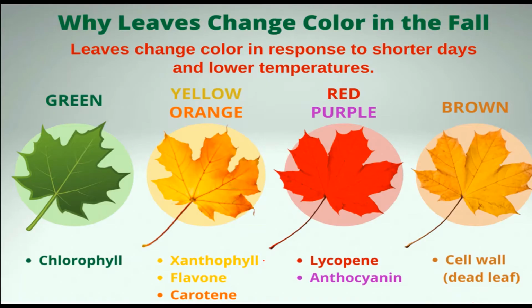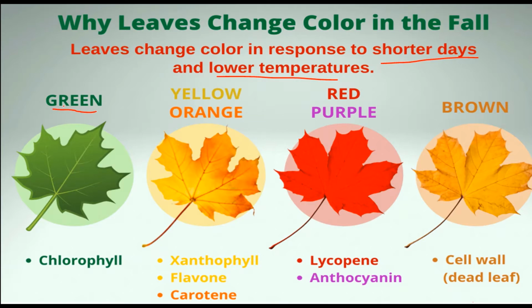For example, do you know why leaves change color in the fall? Leaves change color in response to shorter days and lower temperatures. Due to short days, they get a low amount of sunlight, and due to lower temperatures, the process of photosynthesis is affected. I hope you all know what photosynthesis is. It is the process of making food in plants.